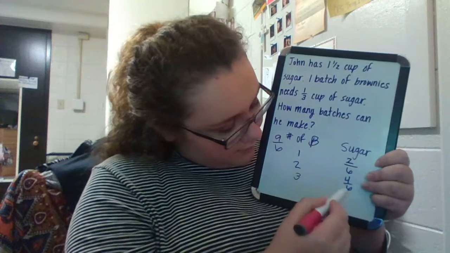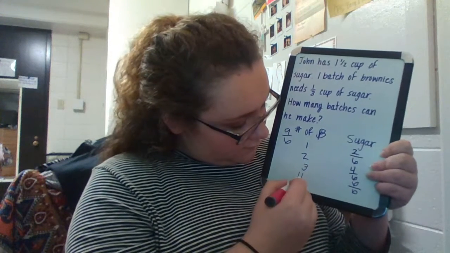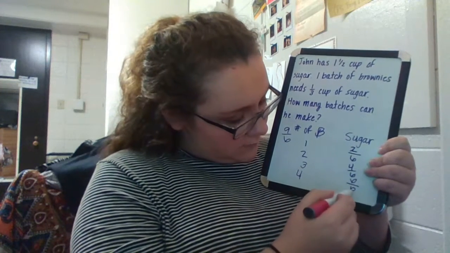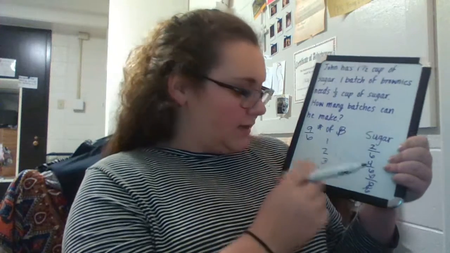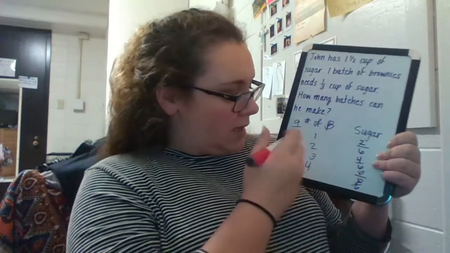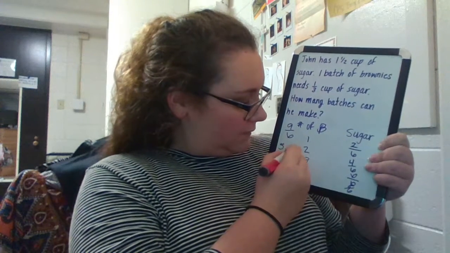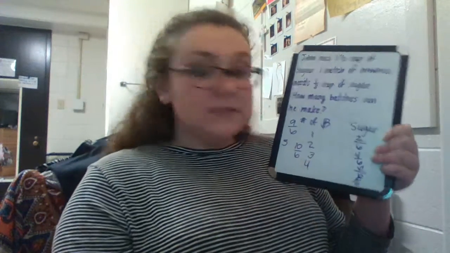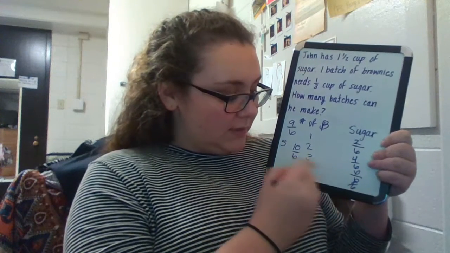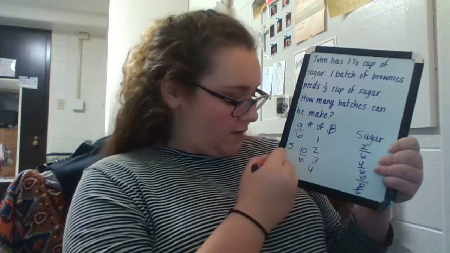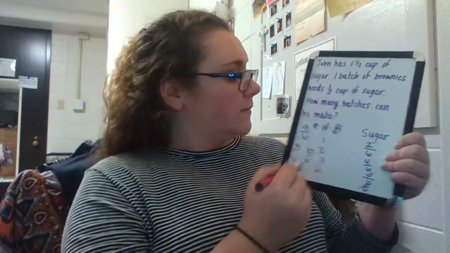So 3 would be 6/6. 4 would be 8/6. And then I'm running out of room here, so I'll write it over here. 5 would be 10/6. So we know that 9 is between 10 and 8, so it will be 4 1/2 batches.